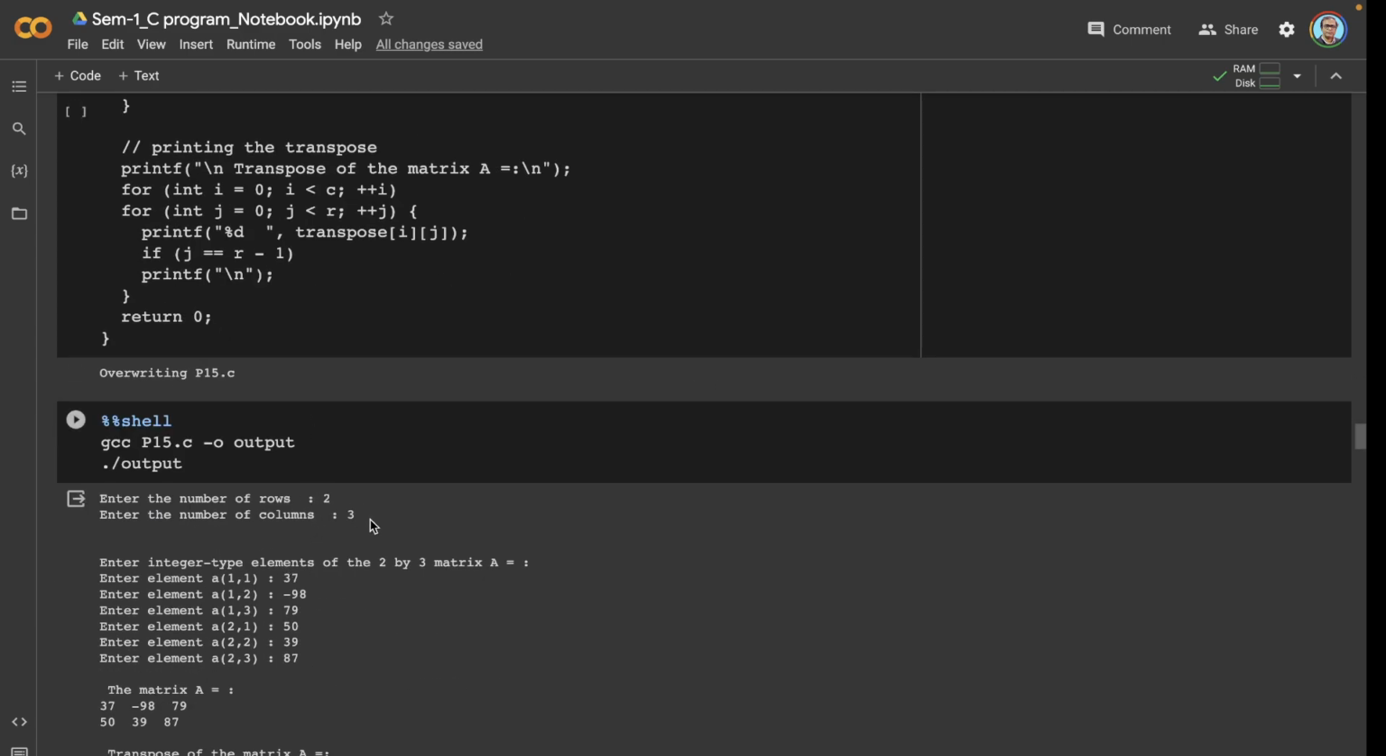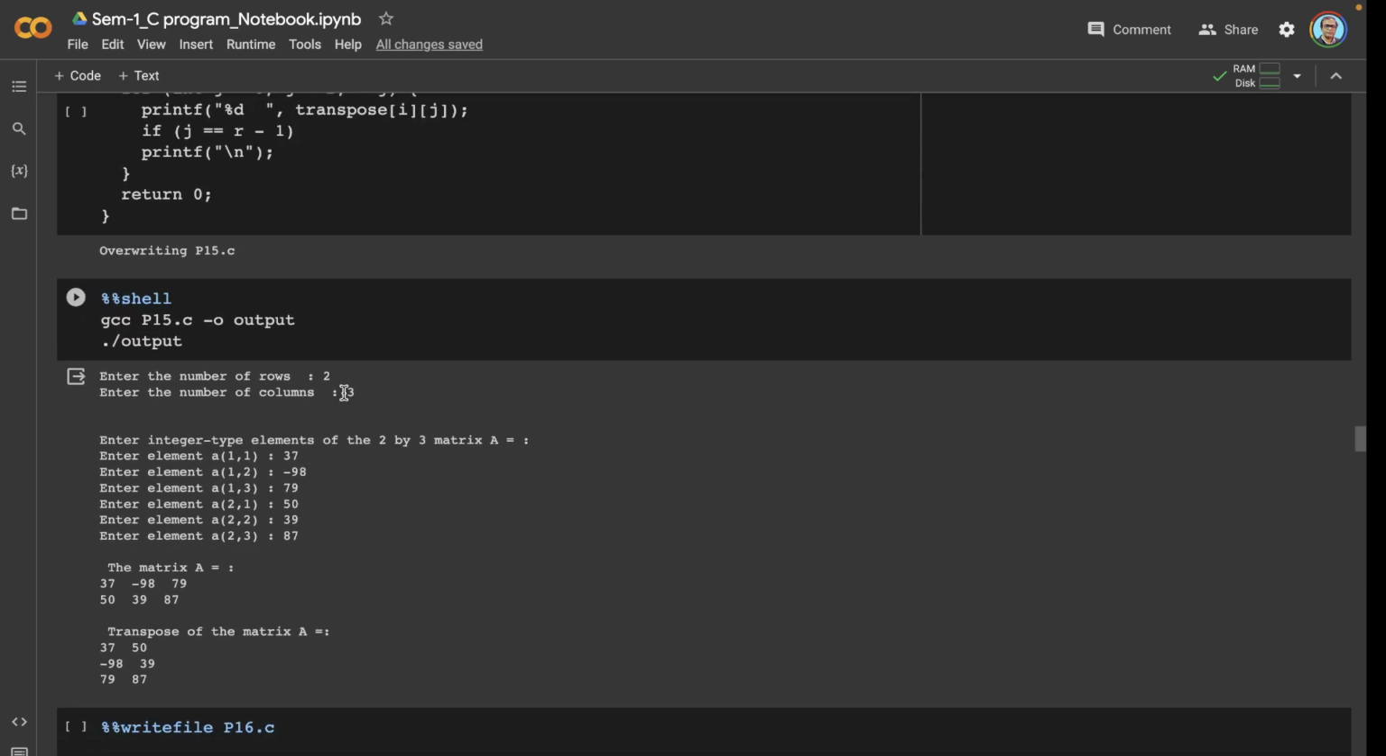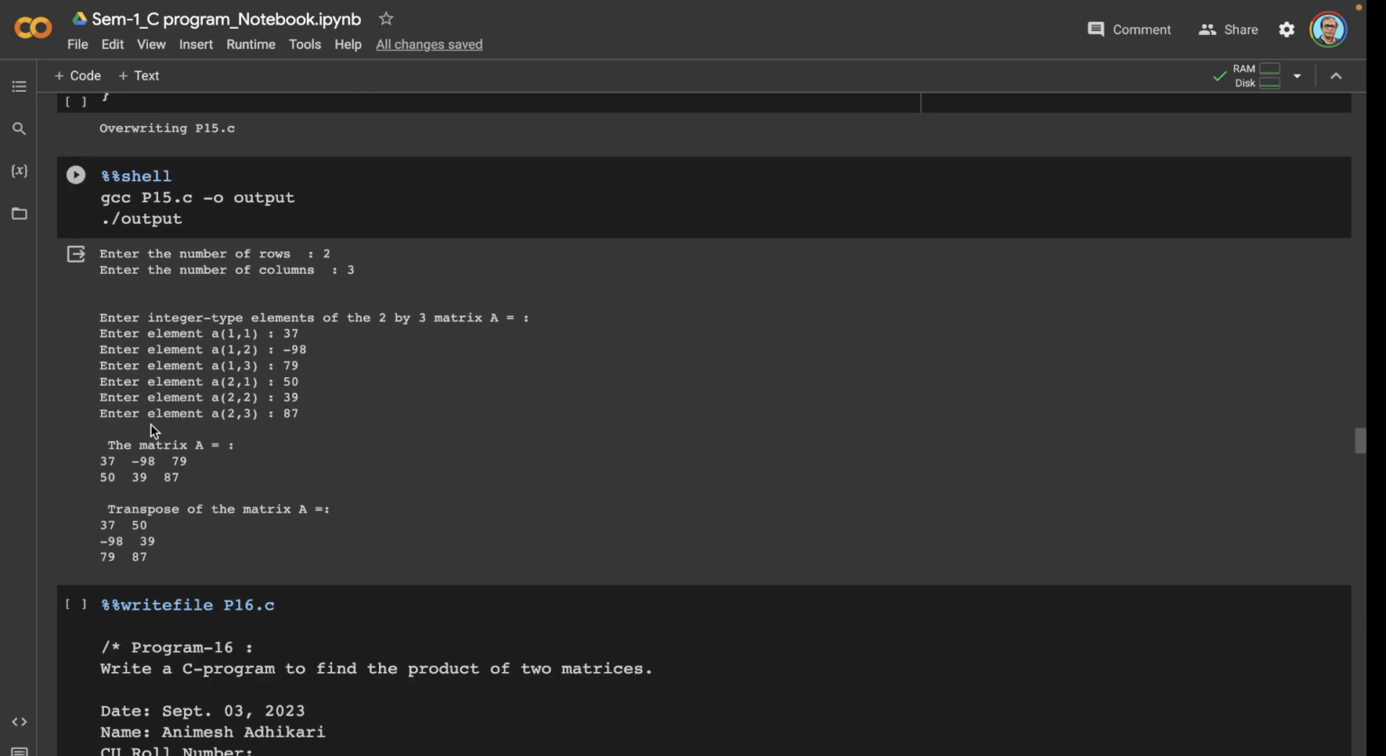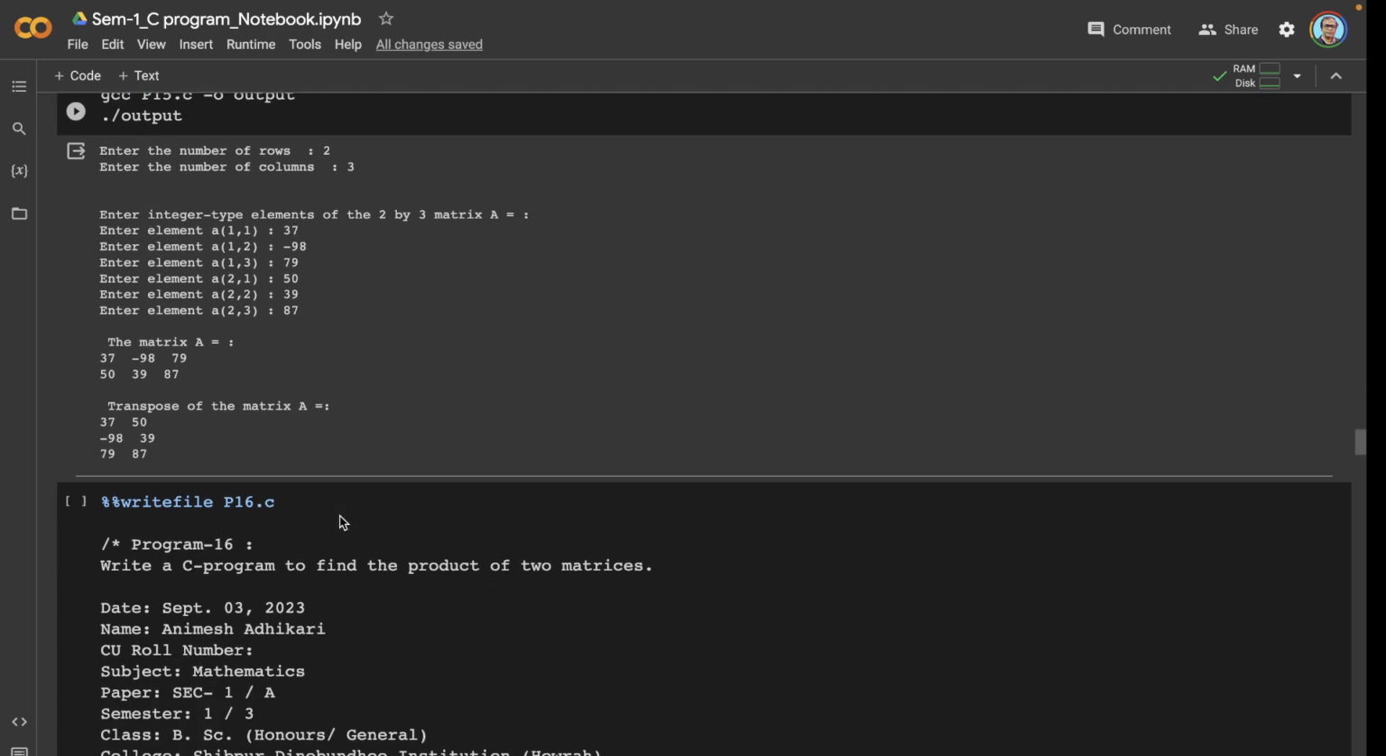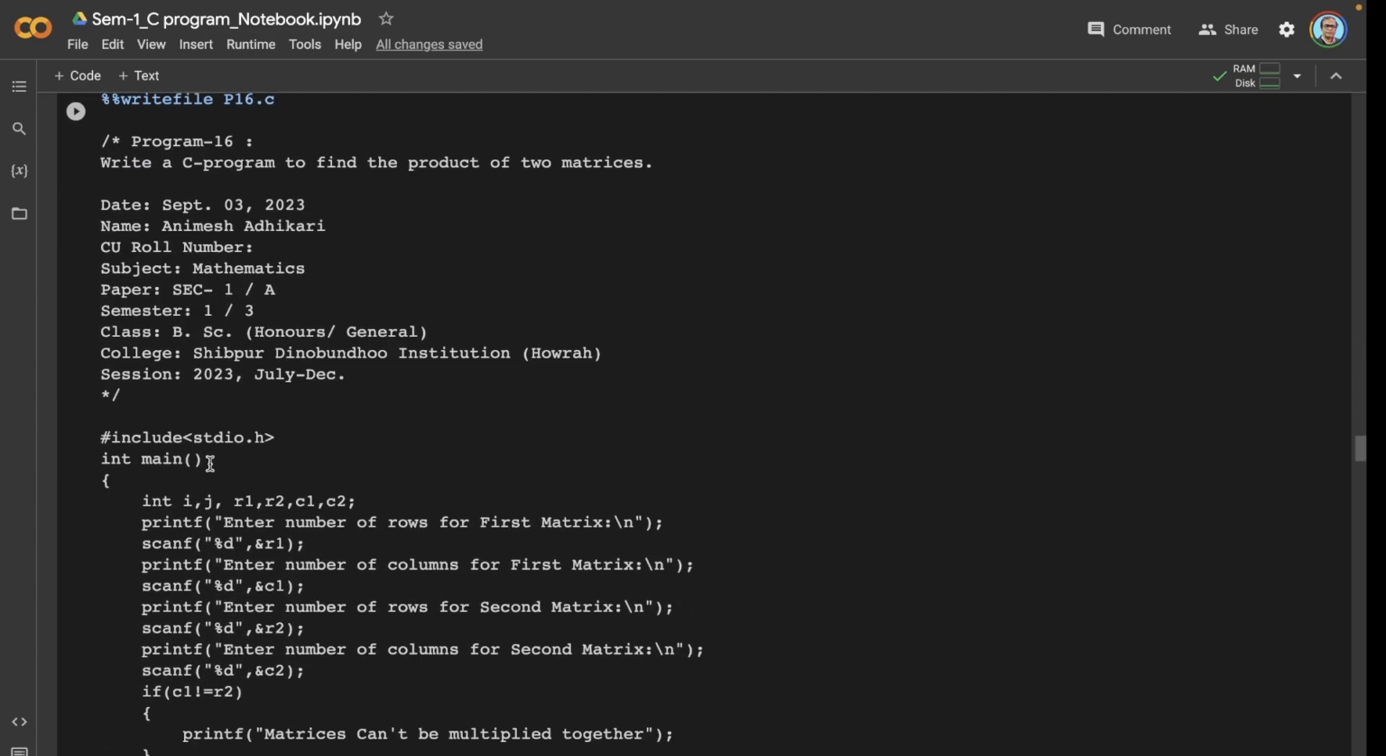Here we take a 2 by 3 matrix, so number of rows is 2 and columns is 3, and we put here elements a1 1, a1 2, a1 3, a2 1, a2 2, a2 3. So matrix A is this 2 by 3 matrix and transpose of the matrix A is this 3 by 2 matrix.